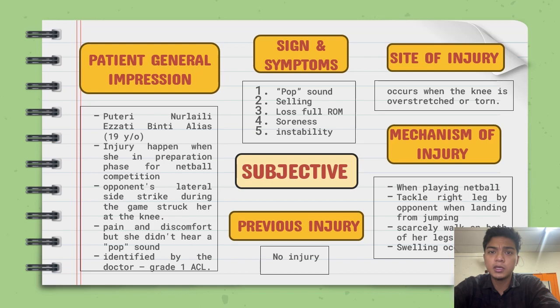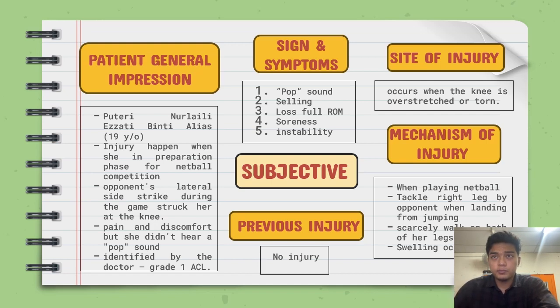Unluckily for her, an opponent's lateral side strike during the game struck her at the knee. She was in pain and discomfort, but she didn't hear a pop sound. She then made the choice to schedule a consultation to determine the cause of her pain. On November 17, 2020, she was sadly identified by the doctor as having a grade 1 anterior cruciate ligament injury.